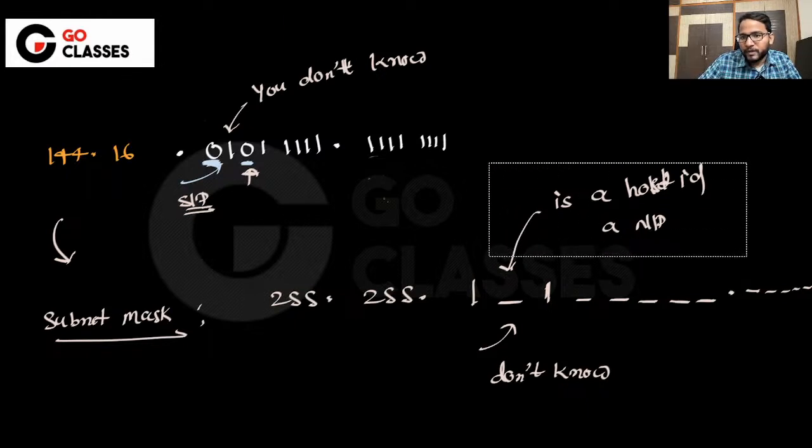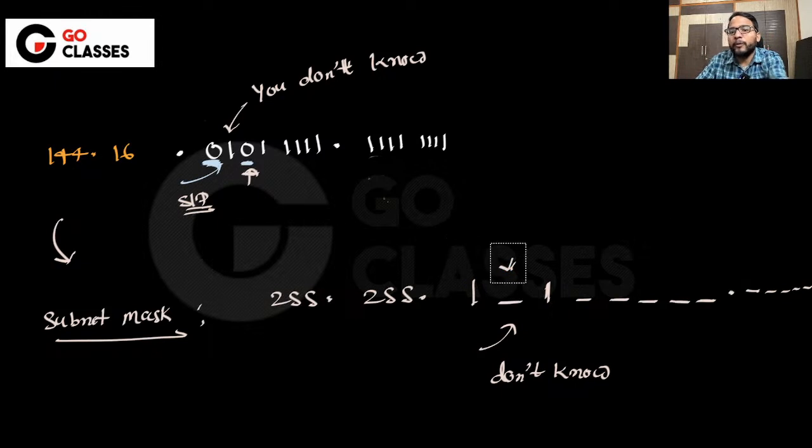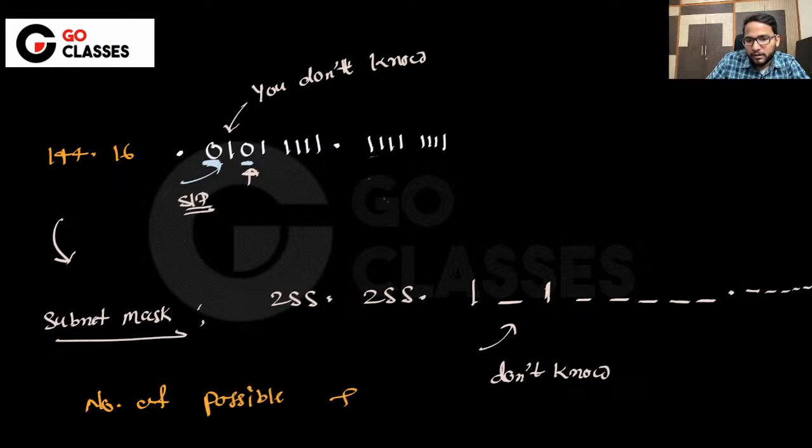Now tell me, looking at here, how many possible subnet masks are there? Number of possible subnet masks. What do you think? How many possible subnet masks are here? See, you don't know this. There are 5 bits you don't know here and 8 bits you don't know here. So 8 plus 5 is 13. So 2 power 13 subnet masks are there, right?